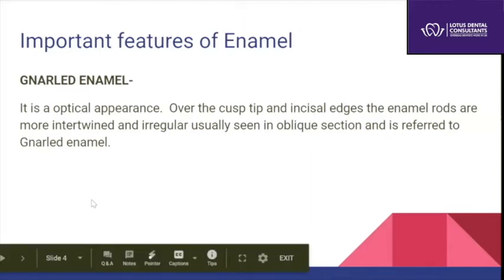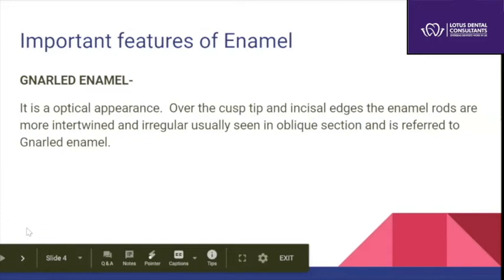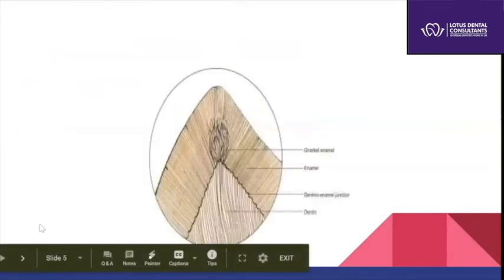Is it clear to you, Aisha? Yes, it's clear. And the optical appearance is seen when we cut it obliquely? No, when you cut a tooth section obliquely, only then do you see the gnarled enamel. It is not actually present, but it is an optical appearance. Okay, got it. I have included a figure. See, this is the gnarled enamel.